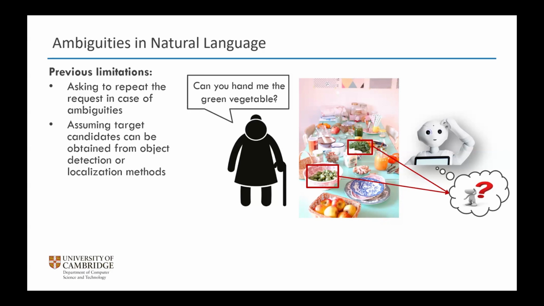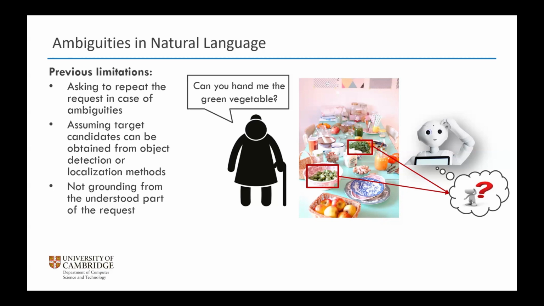Another one is that previous work assumed that target objects are given or can be obtained by existing object detection or localization methods. Meaning that in this example, this is Brussels sprouts and this is kale, and existing systems cannot easily detect such objects in a scene. So whenever they are not detected, they are not considered as target object candidates. Those systems will fail to detect these as the target ones.